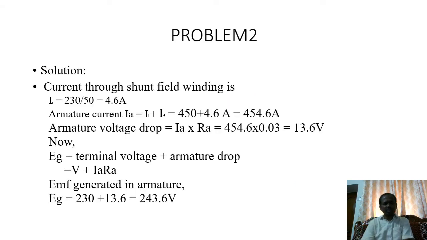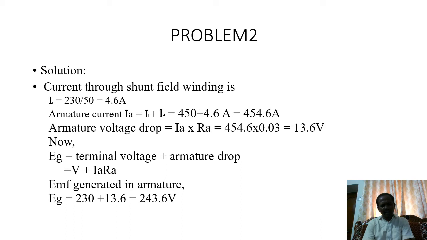So this is the problem you are observing. Given data you can write. Current through shunt field winding If is equal to 230 by 50 is equal to 4.6 amperes. Armature current Ia is divided into Ish and IL. That is Ia is equal to IL plus Ish or If. 450 plus 4.6 ampere is equal to 454.6 ampere. We have calculated the armature current.